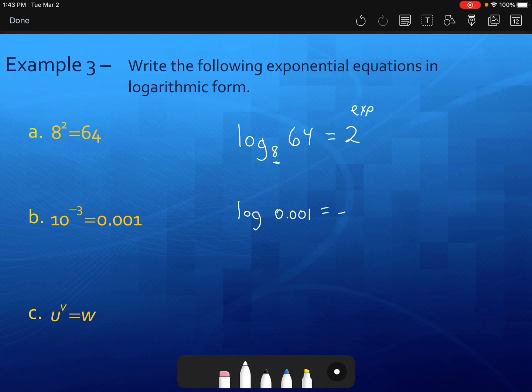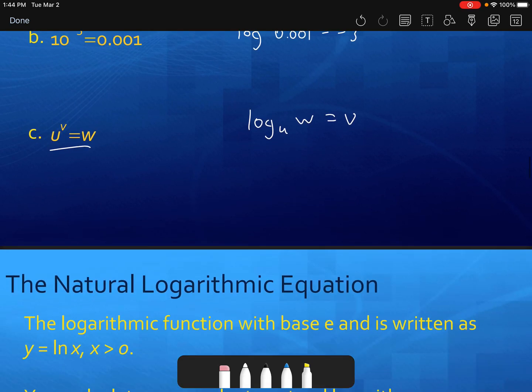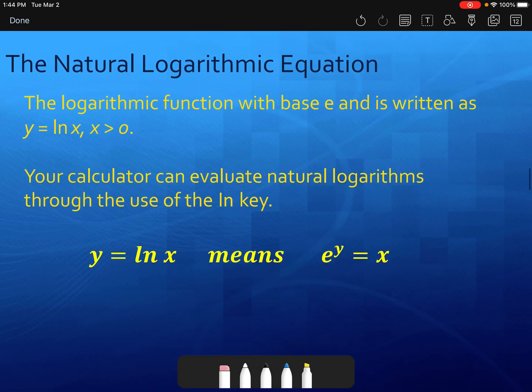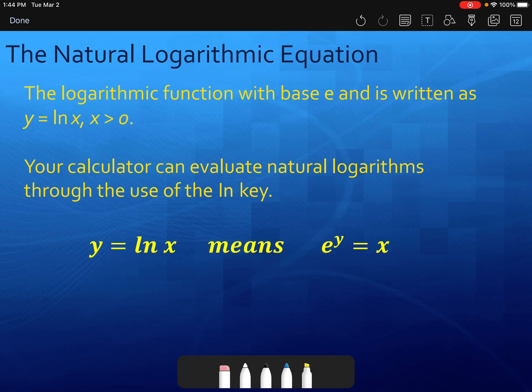Log of 0.001 is negative 3, because 10 to the negative 3 equals 0.001. So how about this weird one? Well, it'd be log base u of w equals v. Why? Because v is our exponent and u is our base. So this is exponential. This is logarithmic. Pretty cool stuff, and very useful. And we'll get to why we need it as we go through this.